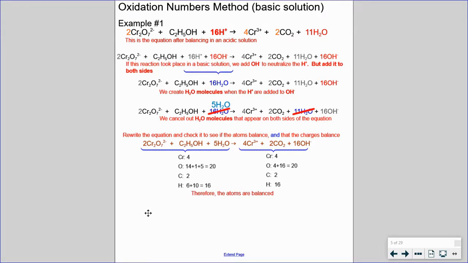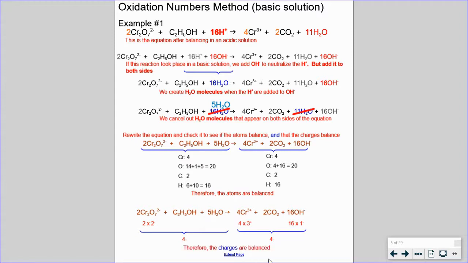We're going to now check to see if the charges are balanced. So there's a charge of 2 minus on the dichromate, and there's 2 of them. That makes a negative 4, a 4 minus charge. On the right-hand side, we have 4 times 3 plus, which is a positive 12, and then we have a 16, 1 minus, which is a negative 16. That gives us a 4 minus, and that makes our charges balanced.